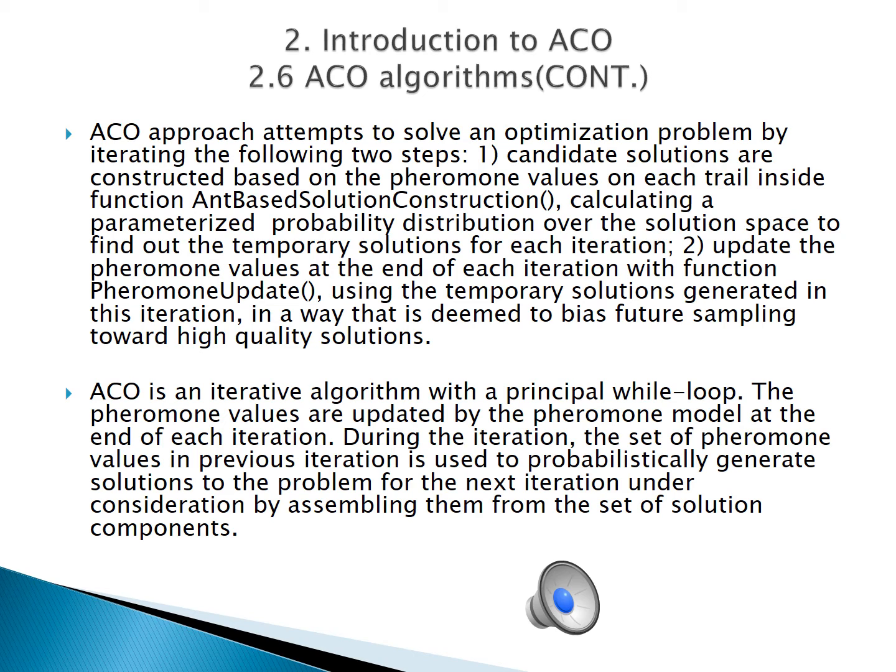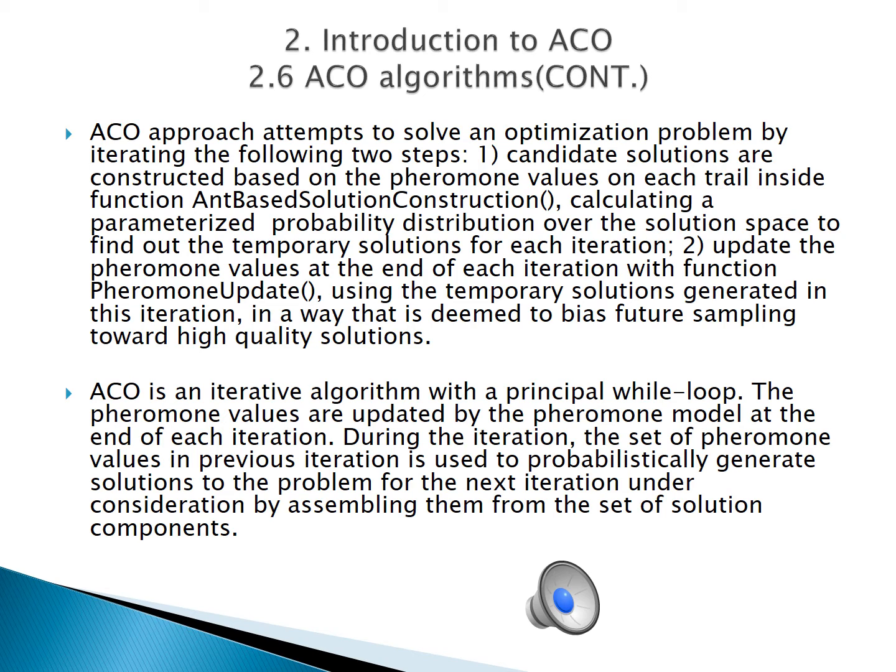The ACO approach attempts to solve an optimization problem by iterating the following two steps. One, candidate solutions are constructed based on the pheromone values on each trail, using the function solution construction, calculating a parameterized probability distribution over the solution space to find the temporary solutions for each iteration. Two, update the pheromone values at the end of each iteration with the function pheromone update, using the temporary solutions generated in this iteration in a way that is deemed to bias future sampling towards high quality solutions.